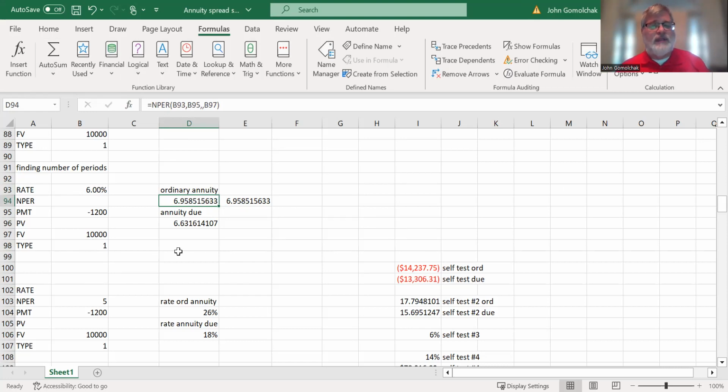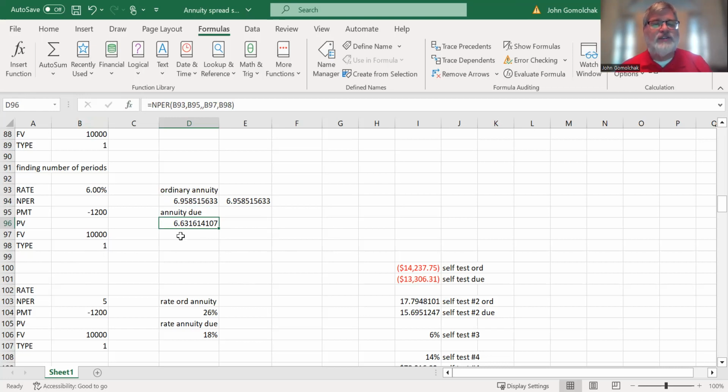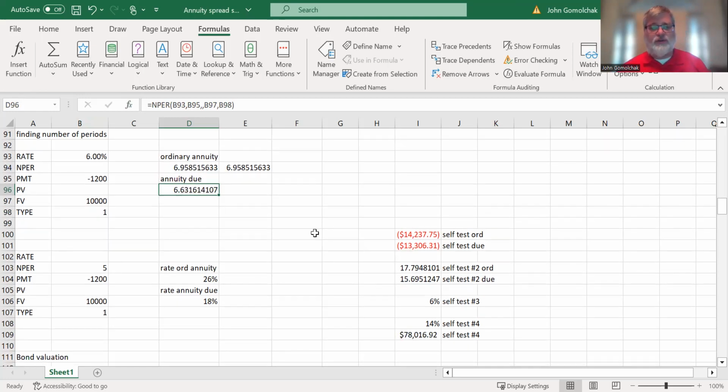If it's going to be an annuity due, looking at that, I also inserted the type as being type 1 here from B98. So that changed it from 6.958 to 6.631 periods. So a little over 6.5 and a little under 7 are the two answers here.